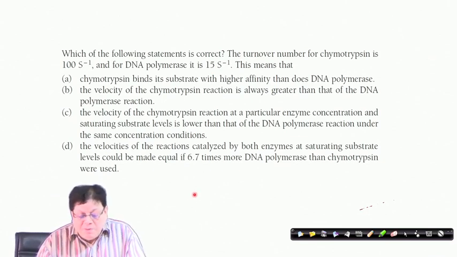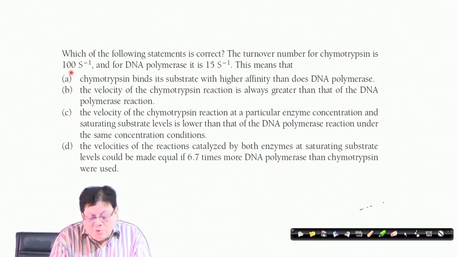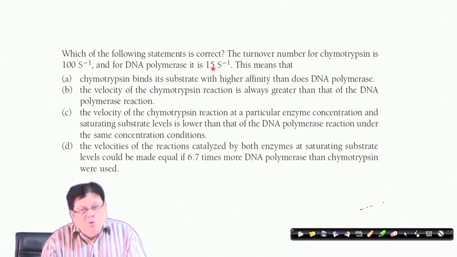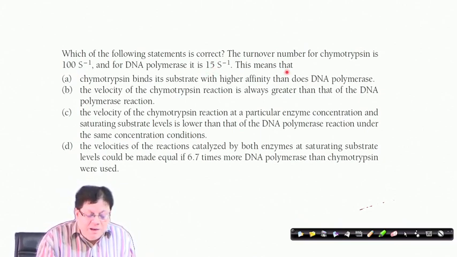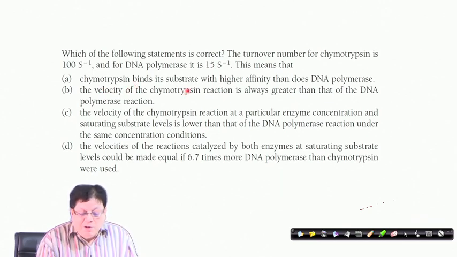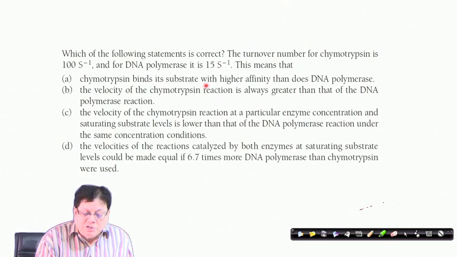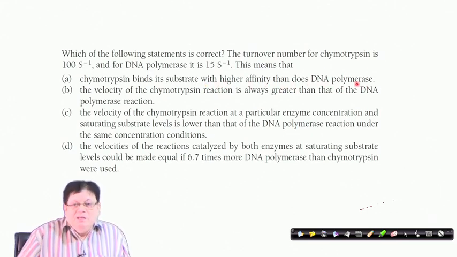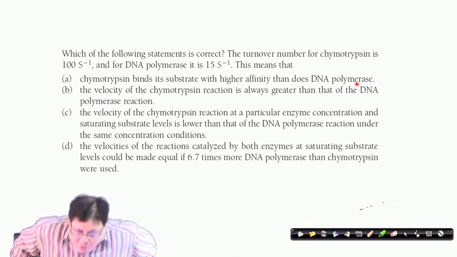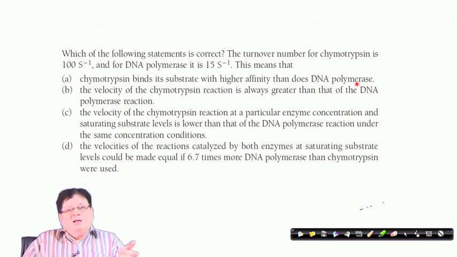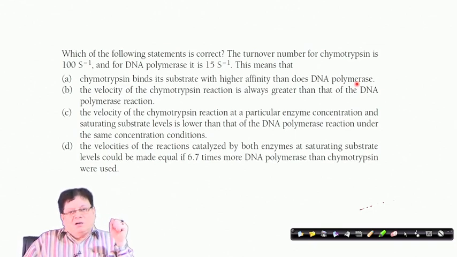Now, what does it mean? Something having a higher turnover number, and we are comparing with an enzyme which is having lower turnover number. This means that chymotrypsin, now you have to find out the correct statement. Chymotrypsin binds its substrate with higher affinity than does the DNA polymerase, whether it is correct or not. Now, turnover number is basically the K2, that means how quickly the ES is converted into the product.